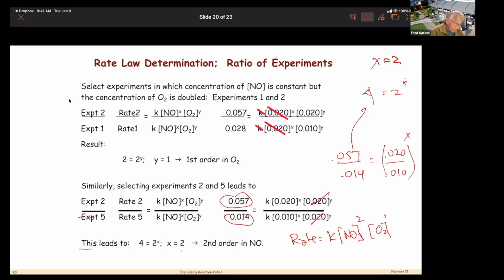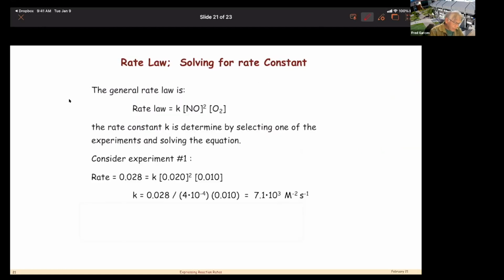Well, the way we calculate K is we pick any experiment. Let's pick experiment number 2. We know what the rate is for experiment number 2, 0.057. We know the concentration of NO, 0.020 squared, and we know the concentration of oxygen, 0.020 first, because those are the values for experiment number 2. All we've got to do now is solve this math equation for K, and then we can calculate the K value.